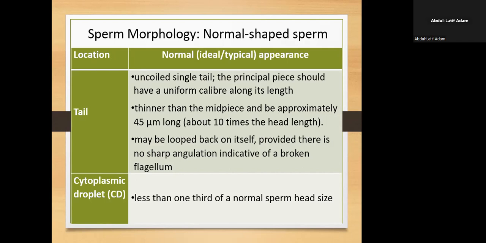Once you know what it is, it should be less than 1/3 of the normal shape of the normal sperm head. So it means that it should be something small, because if you're going to have something which is 1/3 of the normal sperm head size, then it's something small. And where should it be found? As we move to the next slide, we're going to look extensively at cytoplasmic droplets.